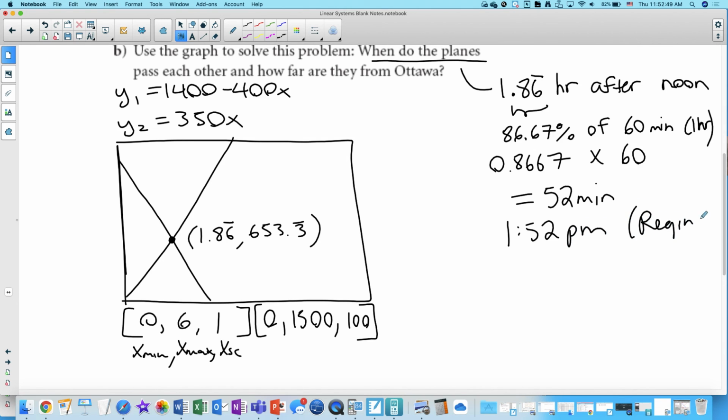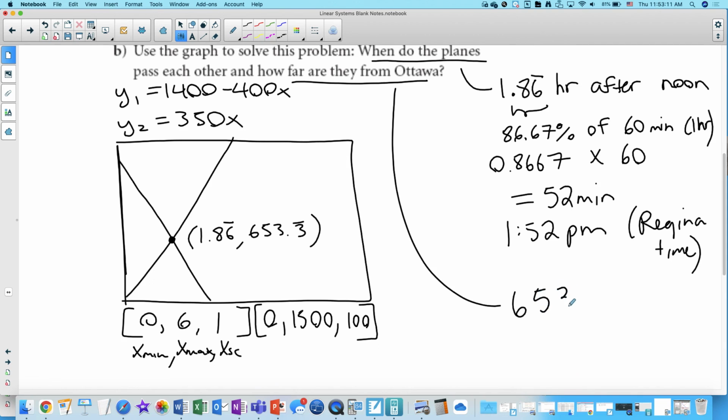Okay, and then what about the distance from Ottawa? What's the distance from Ottawa? Yes, 653.3 repeating kilometers. Yes, so this is the distance, right? How far are they from Ottawa? That's 653.3 kilometers, right? The only thing you have to be careful of here is I could also ask how far they are from Regina.